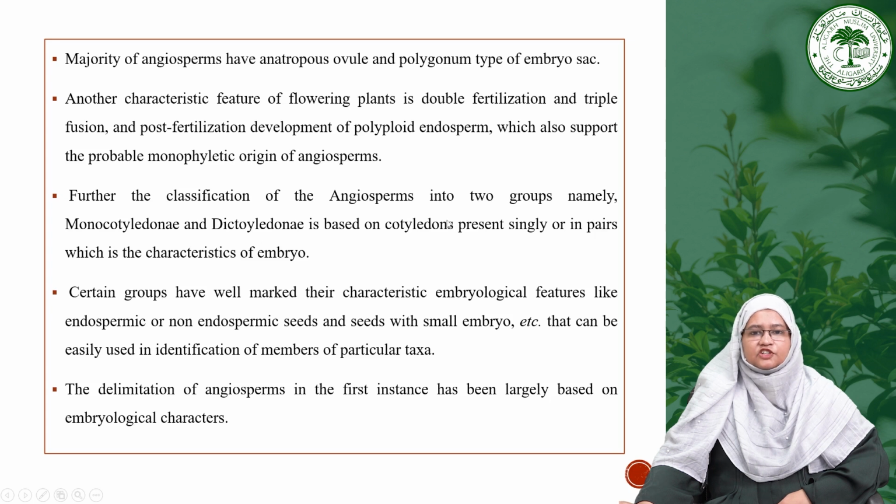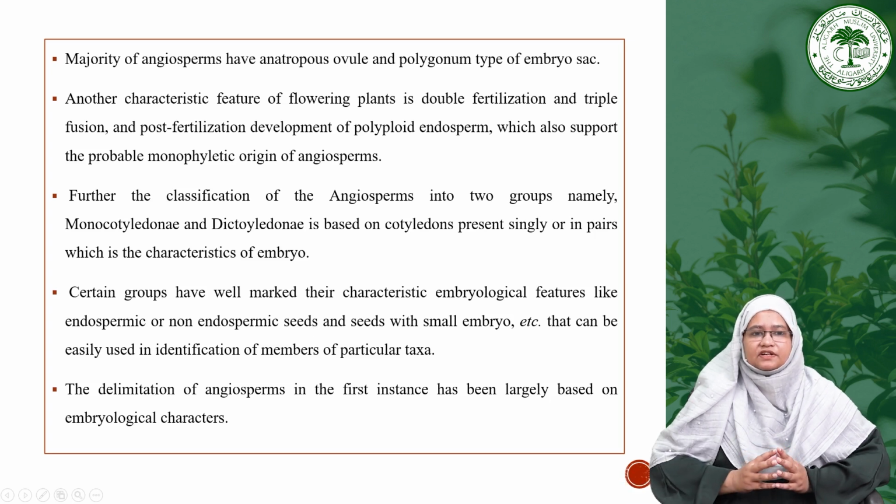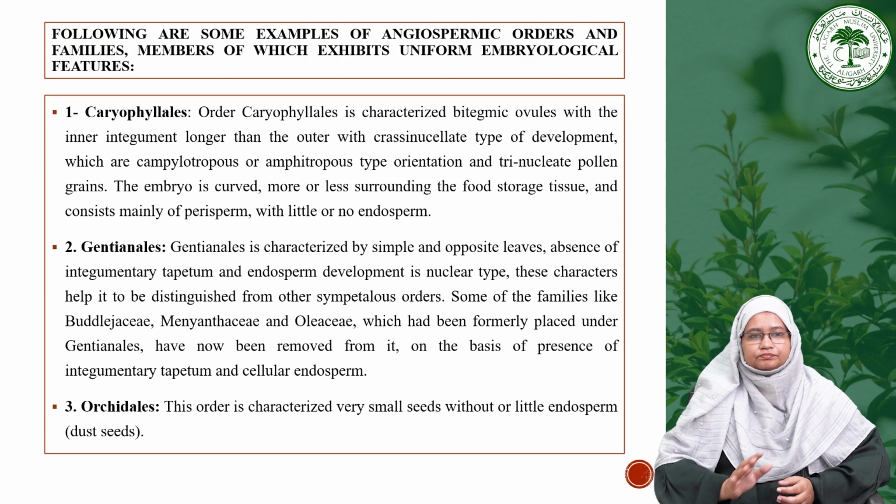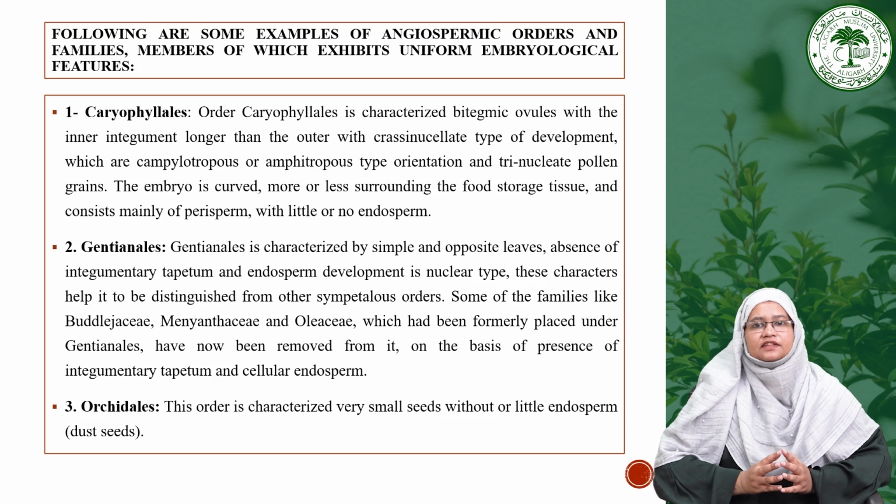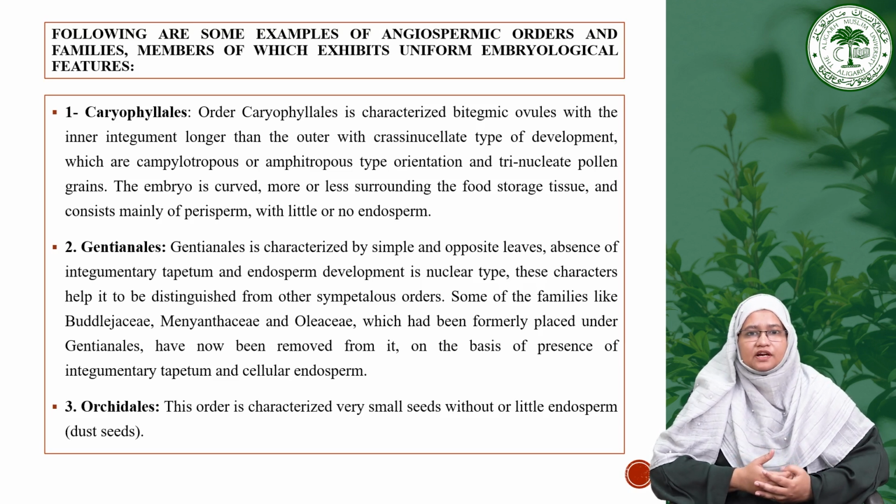Then the further classification of angiosperms into two groups, namely monocotyledon and dicotyledon, is based on the cotyledon present singly or in pairs, which is a characteristic of the embryo. Then certain groups have well marked embryological features like endospermic or non-endospermic seeds and seeds with a very small embryo, etc., that can be easily used in the delimitation of particular taxa. Then the delineation of angiosperms in the first instance has been largely based on embryological characters. So as we have seen, there are many characters of embryology that can be used to identify particular groups.